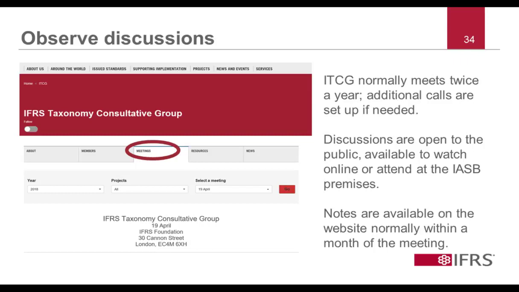You're able to observe the discussions of the IFRS Taxonomy Consultative Group by going to the Meetings tab. The meetings are public. You can observe by coming to our office in London, or you can follow via our website. The last meeting was April, and we'll continue to provide updates about the next meeting.